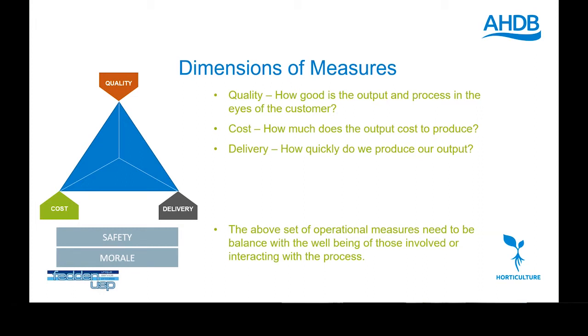The first 3, the operational impact of the process: quality, cost, delivery. Just always think of those in terms of measures. And then safety and morale about, actually, are we looking after the people who are doing the work?